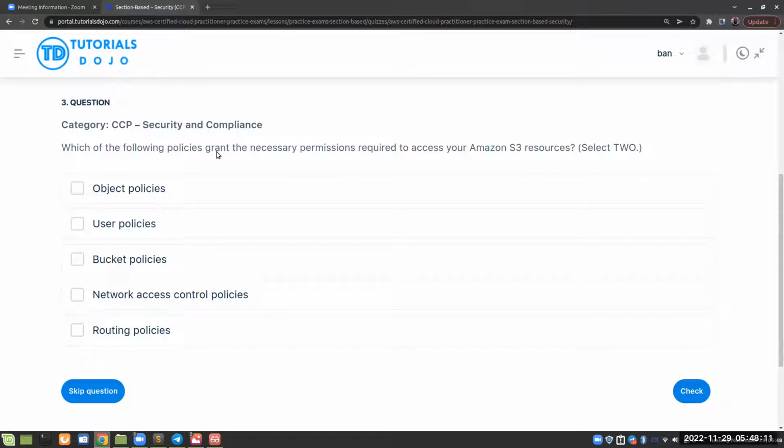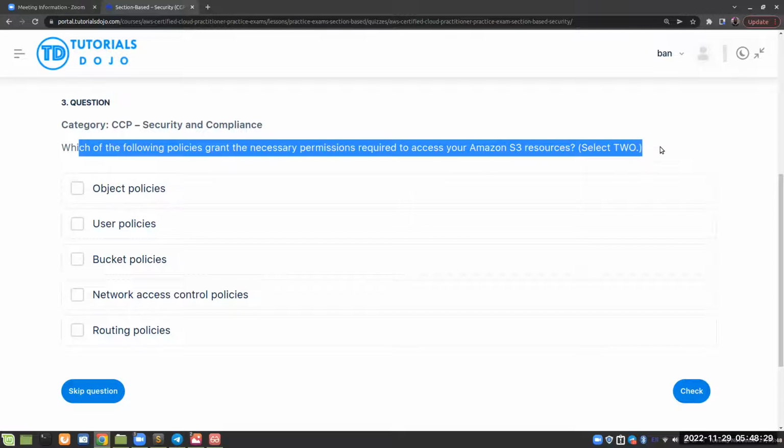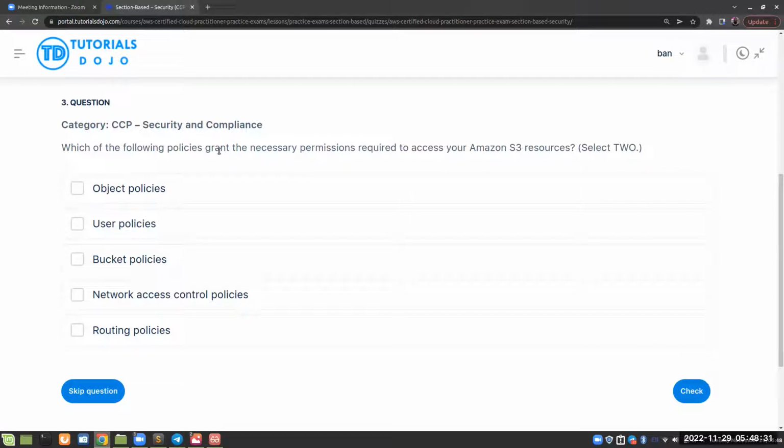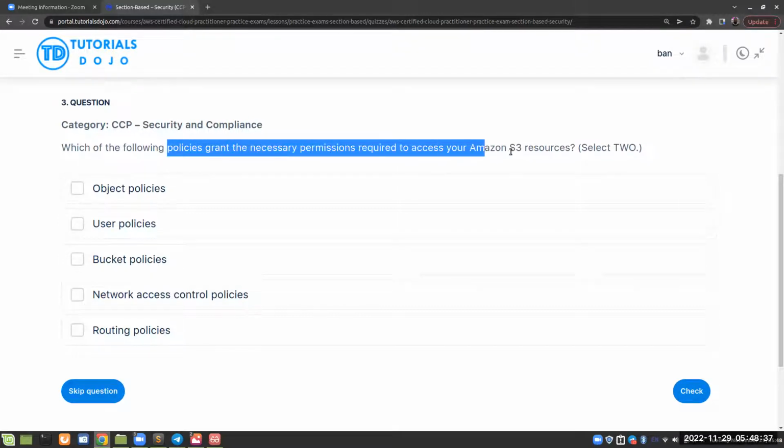Which of the following policies grant the necessary permissions required to access your Amazon S3 resources? Select two. So when you did S3, which policies grant necessary permissions required to access your Amazon S3 resources? I've just repeated what is key here: policies that grant the necessary permissions required to access Amazon S3. Which of these two will be?